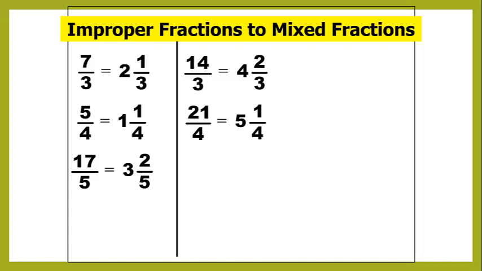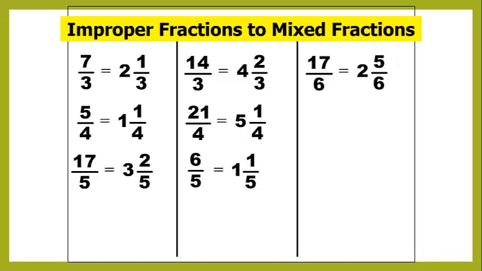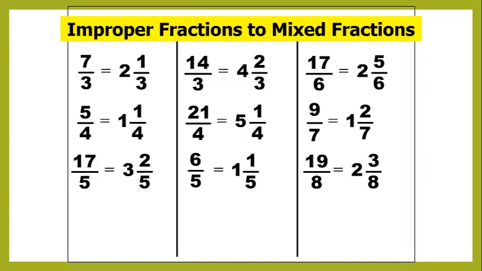How many 4s will go into 21? 5, 4 5s are 20, and then 1 balance. How many 5s will go into 6? 1, 5, and then 1 remaining. How many 6s will go into 17? 2, 6 2s are 12, and then how many balance? 17 minus 12 is 5. Then 18, 8 2s are 16, 3 remaining, so 2 and 3 over.